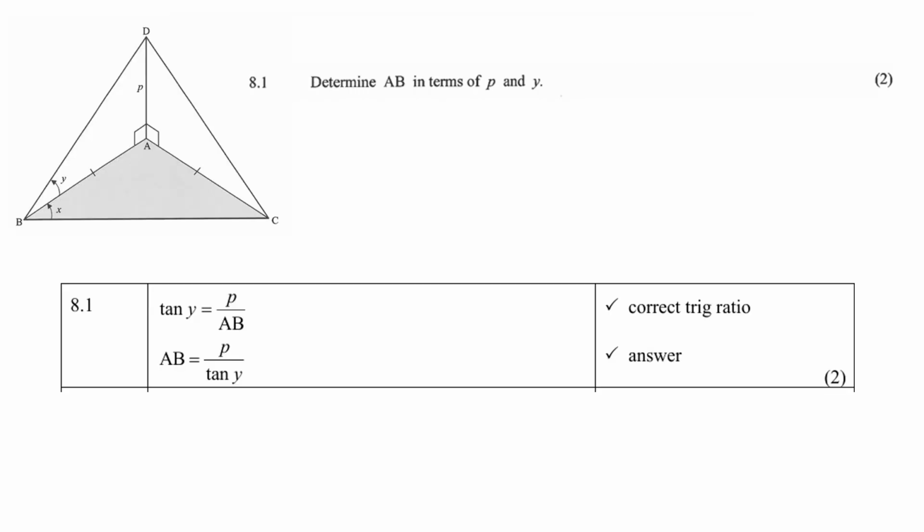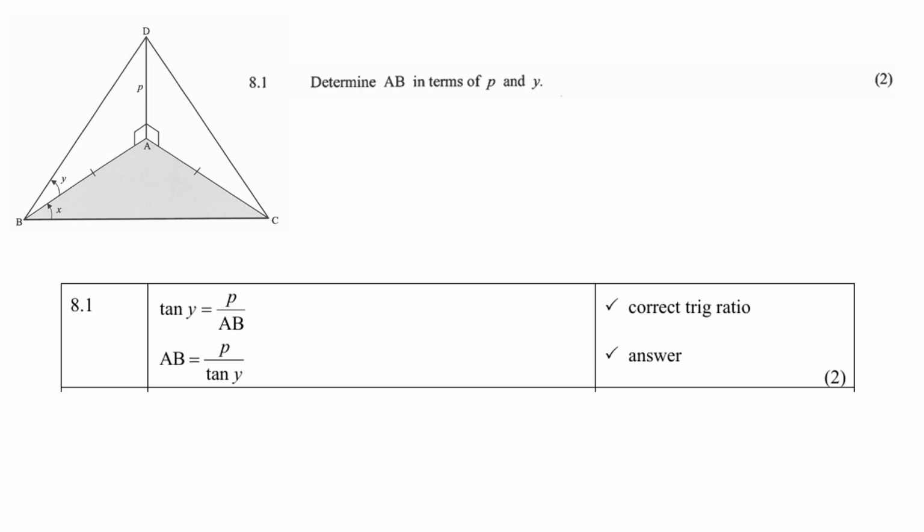Let's look at the solution to 8.1. Determine AB in terms of p and y. Now, the hint here is, look, where is AB? You'll notice AB is part of two triangles. You need to choose one of the triangles. But also look where is p and where is y. Then that will guide you. So, p and y is part of triangle ABD. Look at triangle ABD. So there you are.